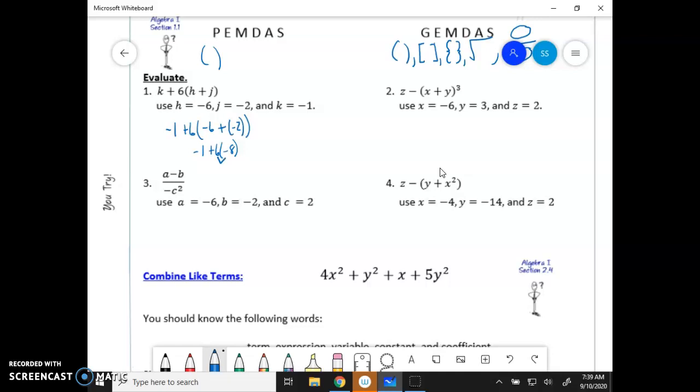So 6 times the -8, that is going to be -48, and then we're going to add this -1, and our final answer is going to be -49. Okay, so you get that done. I'm going to erase it so I don't confuse me on problem 3 when we get there.